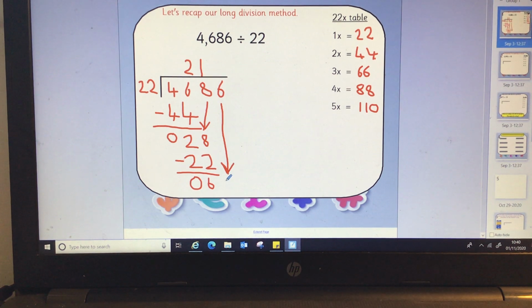There we go. And now our final step, how many 22s can we get into 66? If we look down our list, it's 3 lots, isn't it? There we go. There's our answer. 4,686 divided by 22 gives us an answer of 213. Okay? Right, let's move on to another example.